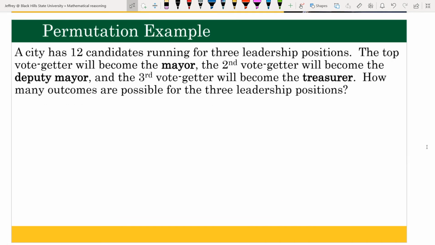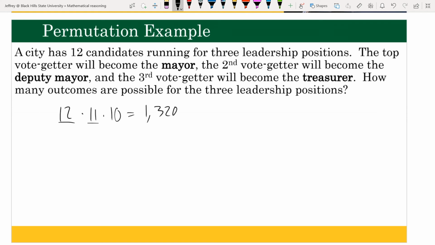Looking at another permutation example, let's say a city has 12 candidates running for 3 leadership positions. The person with the most votes will become the mayor, the person with the second most votes will become the deputy mayor, and the third place will be the treasurer. So how many different outcomes are possible for those 3 leadership positions? Well, we could do the same thing as at the beginning of the last slide, where we take the 12 choices for the first position, times 11 for the second, times 10 for the third, and that would give me my answer.